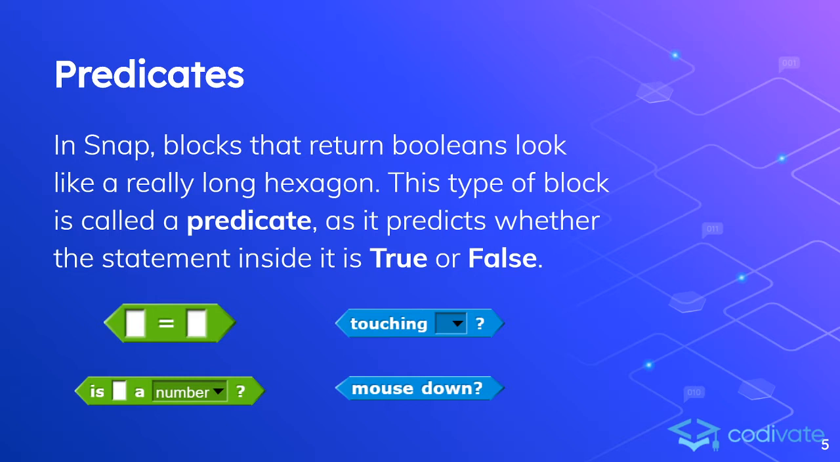Similarly, the is blank a number block requires an input and it will report true or false based on whether the number is an input or not. The other two examples demonstrate the same concept. If the object is touching another object, the first blue predicate will report true. If you are clicking using your mouse, the mouse down button will be true. If you aren't, the Boolean reported will be false.